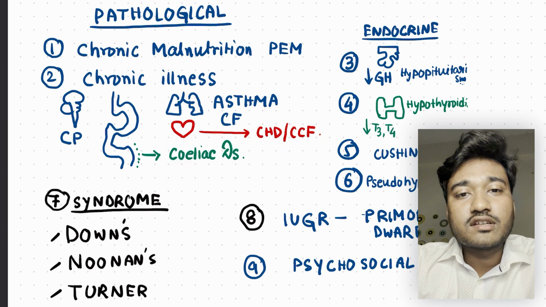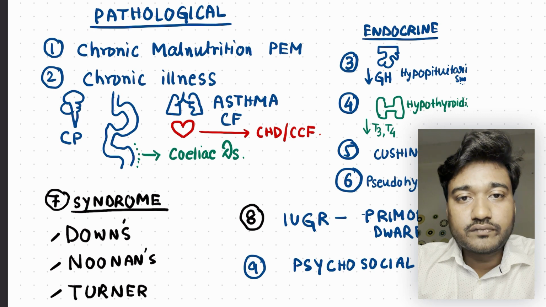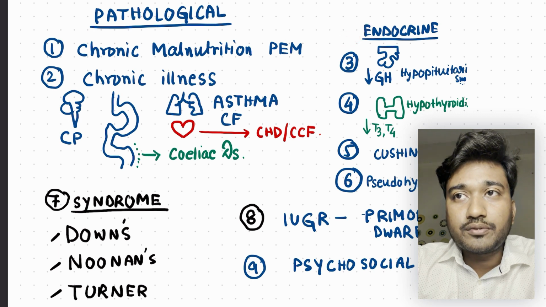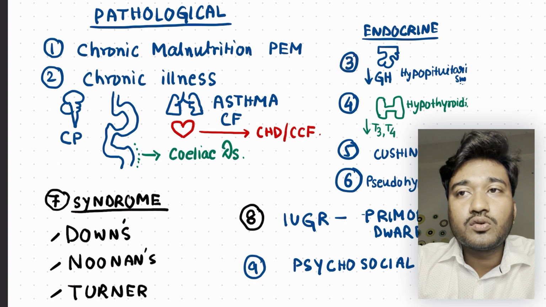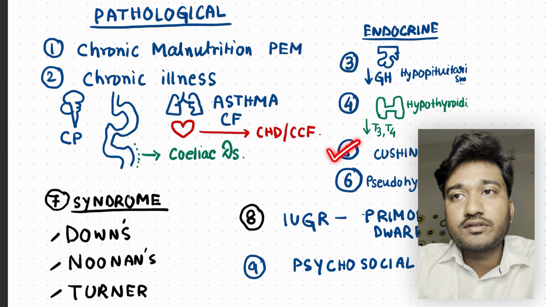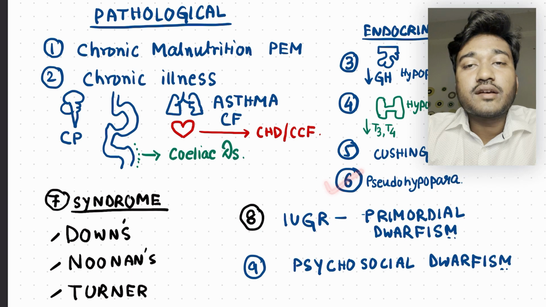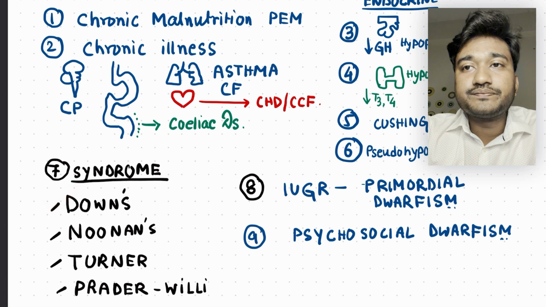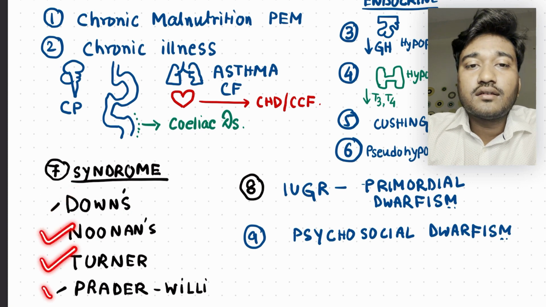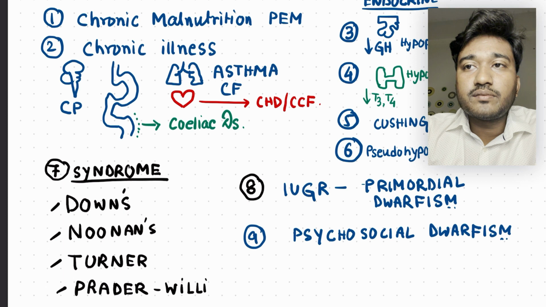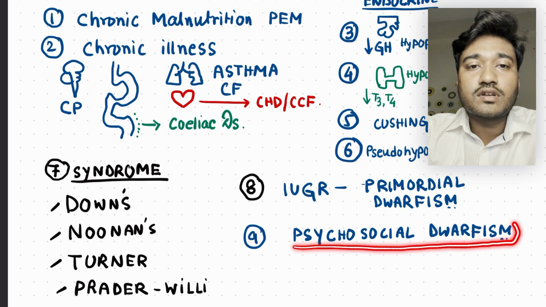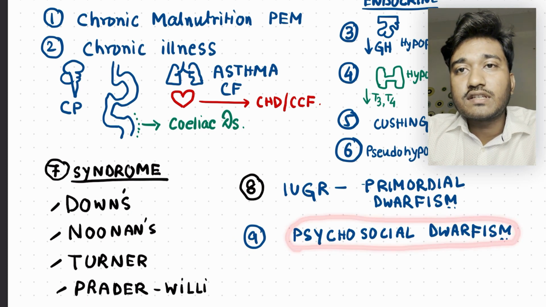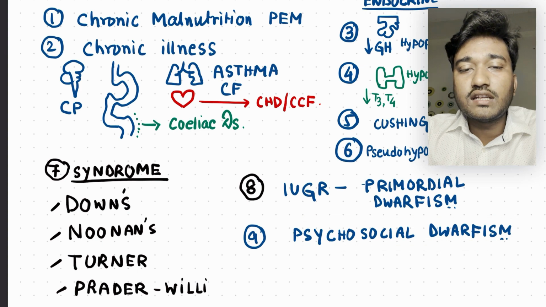And endocrine cause you must be knowing, there is hypothyroidism. In case of hypothyroidism, in case of hypopituitarism, Cushing syndrome, and also pseudohypoparathyroidism, all these things. And some syndromes like Down syndrome, Turner syndrome, Noonan syndrome, Prader-Willi syndrome. And due to IUGR, that is small for gestational age babies, there is primordial dwarfism, and due to some psychosocial issues, there is psychosocial dwarfism. Psychosocial dwarfism is like when the environment where the child is growing is not psychologically suitable for the child.